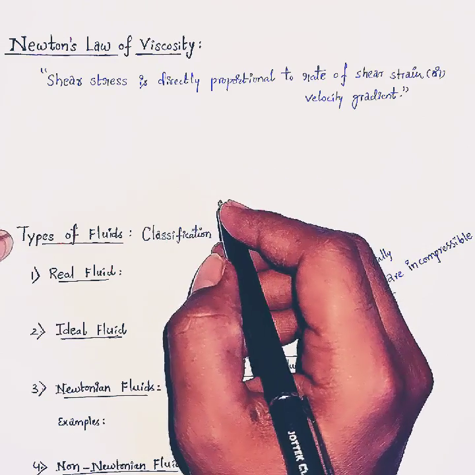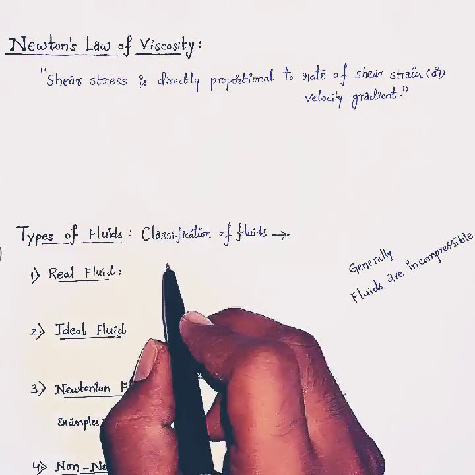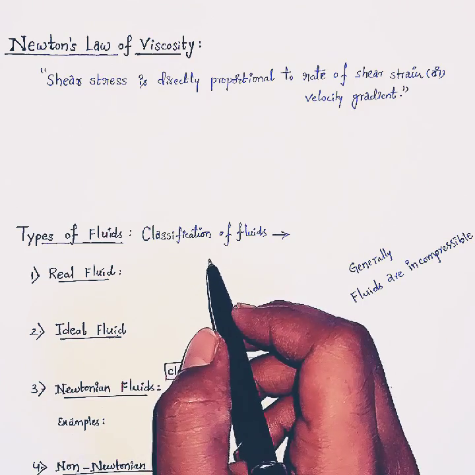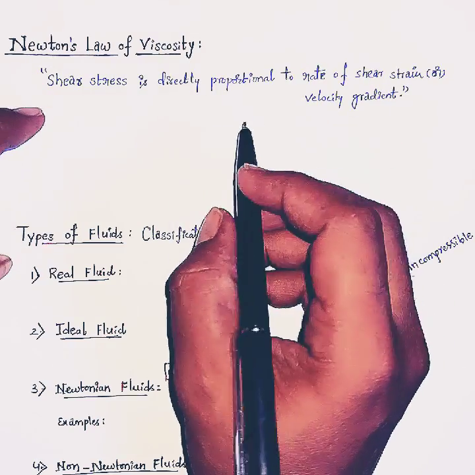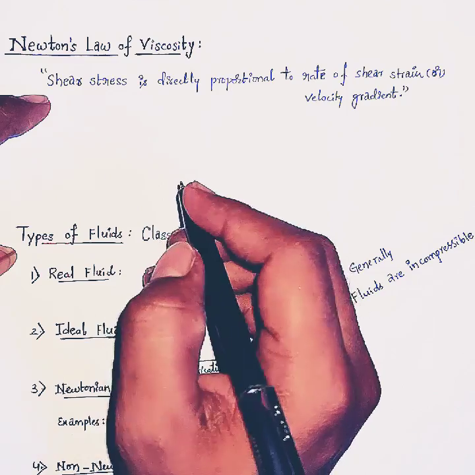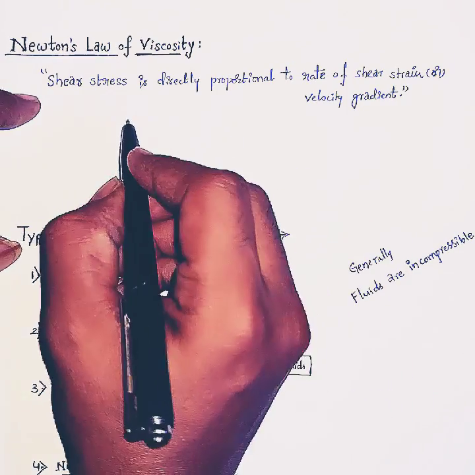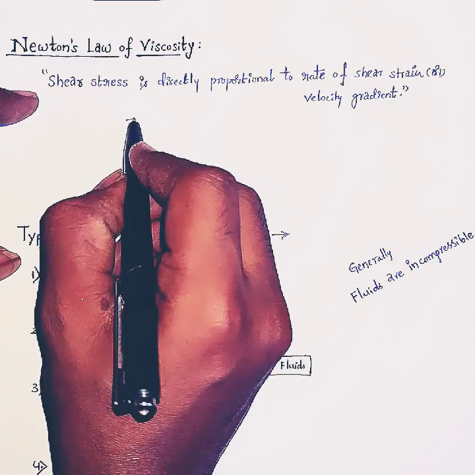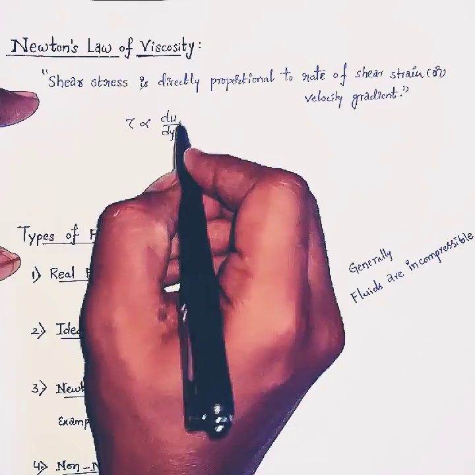In this session, I will explain what is Newton's law of viscosity and the classification of fluids. Let's start the session. Newton's law of viscosity states that the shear stress which exists between the layers of a fluid is directly proportional to the rate of shear strain. Here, we can indicate this as tau is directly proportional to the rate of shear strain.